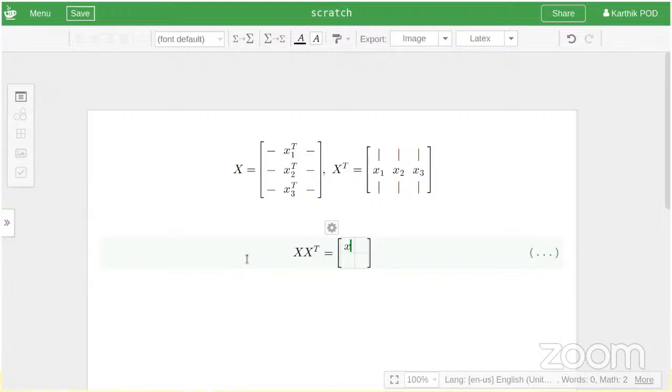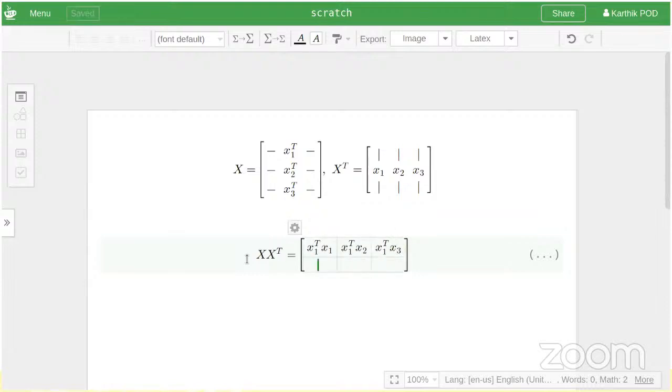X1 transpose X1. Yeah, it will be x1 transpose x1. What will be the second element? X1 transpose x2. And then x1 transpose x3, right? So this is x1 transpose x3. So we have one row like this.